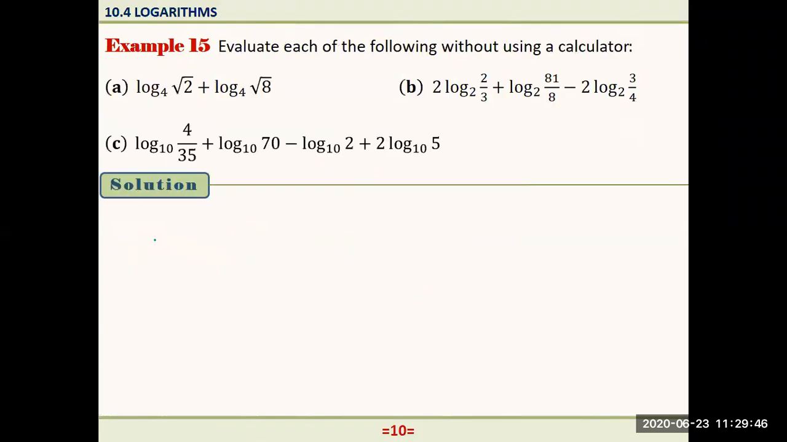Some other examples. Example 15. So logarithm of square root of 2, the base is 4, right? Here we have base 4, good. And here it is added. So I can write it as logarithm of square root of 2 times square root of 8, right? And here the base we have 4, which is equal to logarithm of square root of 2 times square root of 8, that is 16, right? Square root of 16 is 4, so here we have 4. And 4 to the power, what number equals 4? That's equal to 1.